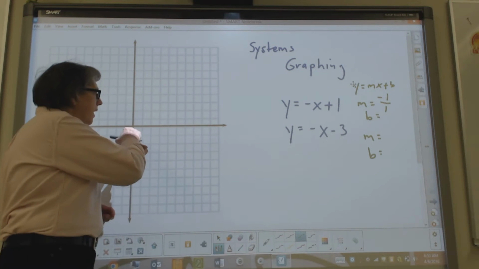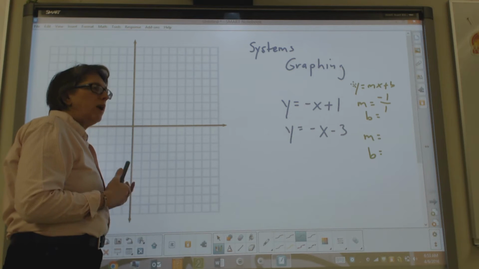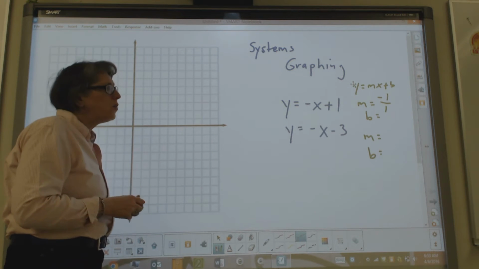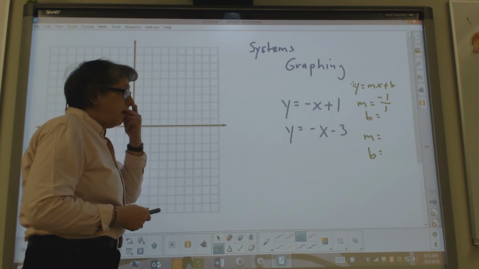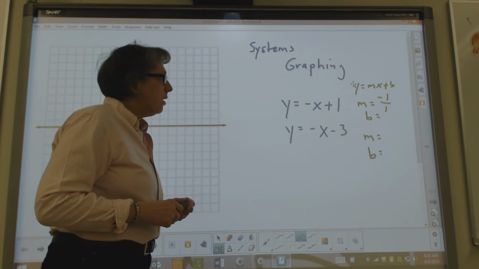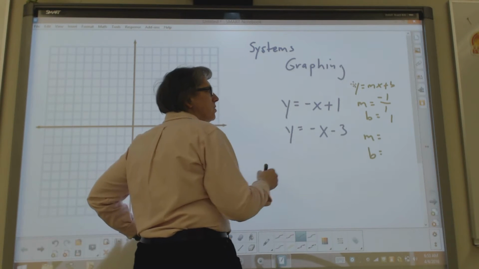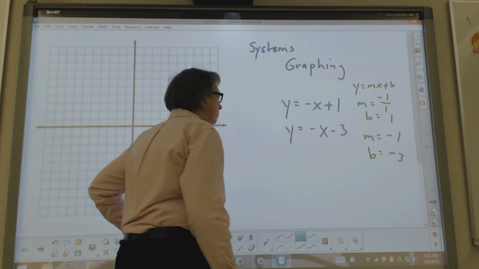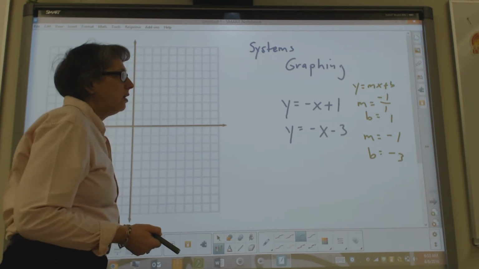Remember, you can also count and make these units different. You can count by ones typically, but you can count by halves, you can count by quarters, you can count by fives, tens, whatever, hundreds, depending on the values that you have to graph. Basically, what sets that stage is the y-intercept. So the y-intercept here is 1, and then the slope here is -1 also, and the y-intercept is -3. So it's very important that when you graph these, you label everything.